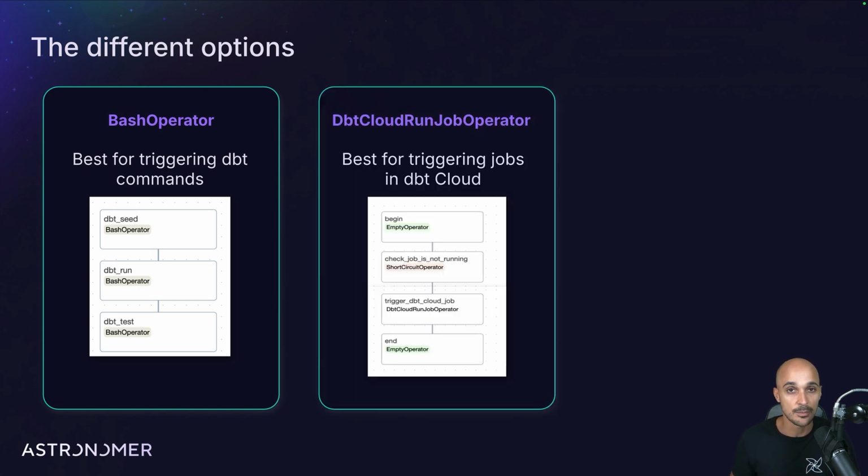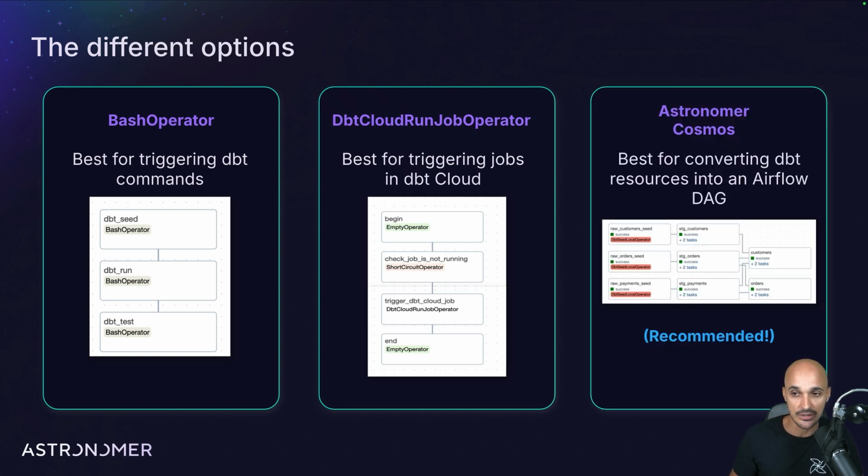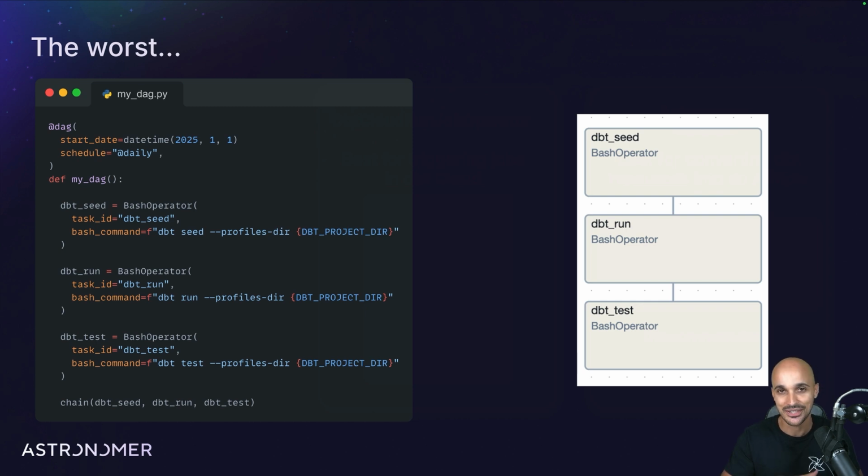Then the second option is to use the dbt Cloud Airflow provider. The dbt Cloud Airflow provider provides many different operators that you can use to run and orchestrate your dbt workflows in dbt Cloud. Okay, so that doesn't work with dbt Core in local. You have to use dbt Cloud. And that's what you can see here. It is best for triggering jobs in dbt Cloud. Now, if you are not using dbt Cloud, you can use Astronomer Cosmos, which is the best way if you want to convert your DBT workflows into Airflow DAGs. But I will show you that in a second. First, let's focus on the BashOperator, which is the worst way.